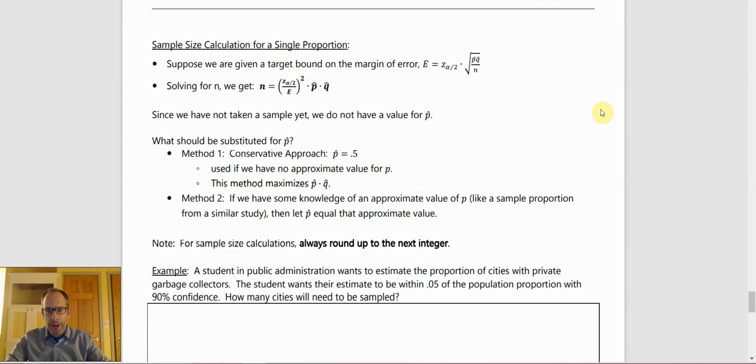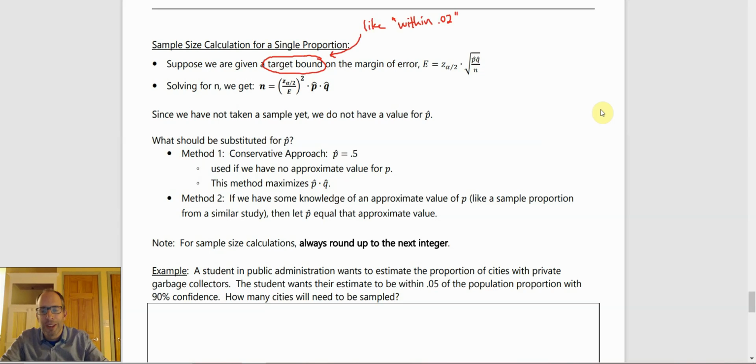So given a target bound, so what that means, when you're given a target bound, it'd be something like, I'm going to put this in quotes, "within 0.02." That would be a target bound. Or within 0.04, or within 0.01, or something like that. So that gives you a bound on the width of the interval, which is the margin of error, right? That's the thing that dictates the width, because it's the part that's after the plus minus. So solving for n, you get this formula right here.